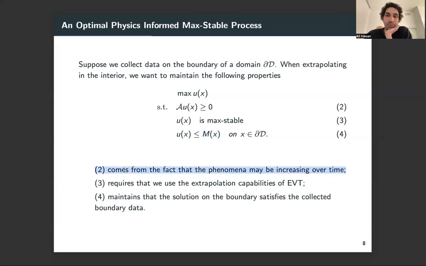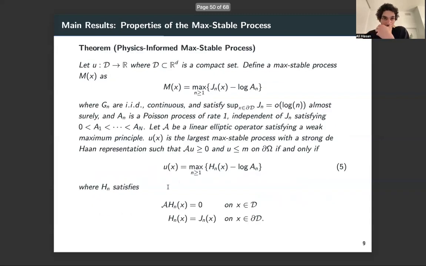So 2, we motivated in the previous slide by saying that in the future, maybe these things will be increasing over time. And 3 requires that we actually have the statistical extrapolation capabilities of extreme value theory so that we know that we are extrapolating correctly. Finally, 4 maintains that the solution is consistent with the boundary data. So the data that we've actually fit to the distribution makes sense.